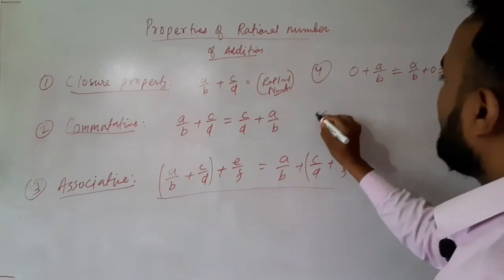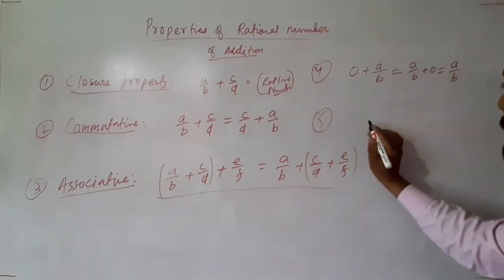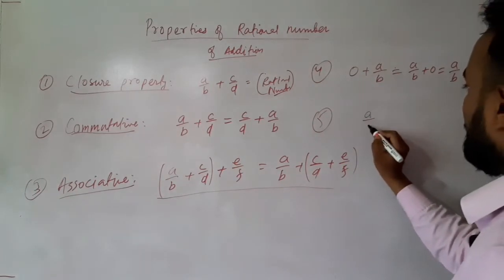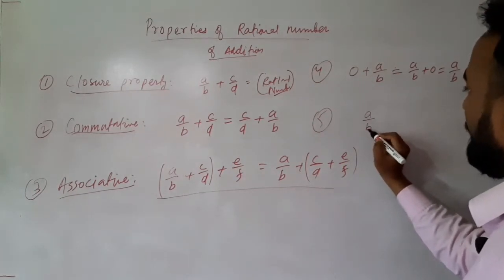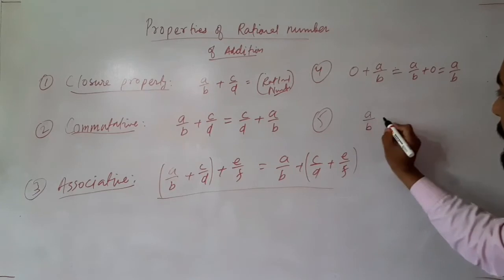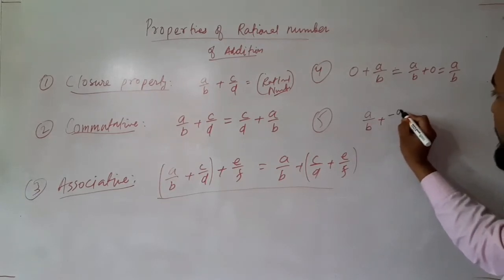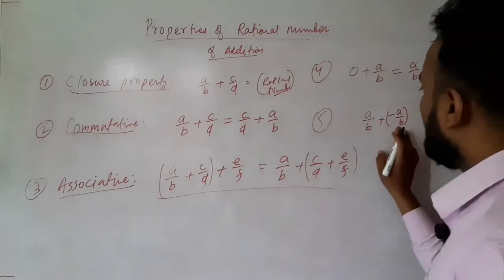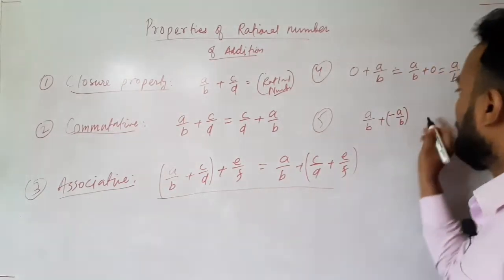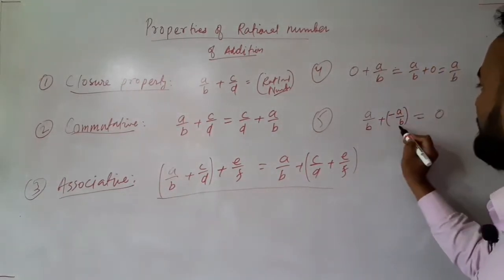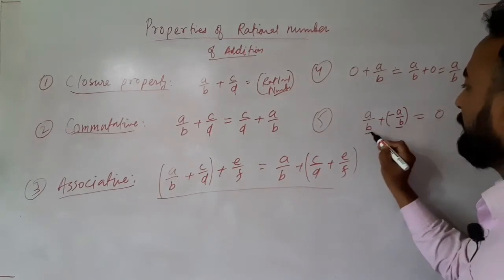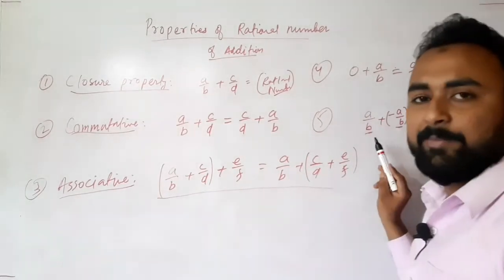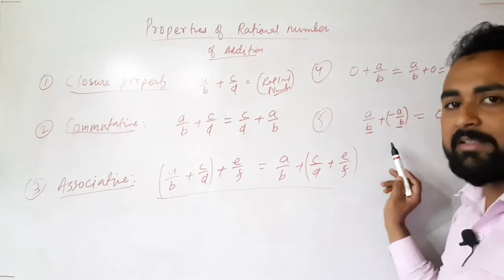Now you have additive inverse. Additive inverse means what? Suppose you add a by b, which is positive, with the negative of the same rational number. When you add a given rational number with its negative, you get 0. So minus a by b is the additive inverse of plus a by b, and plus a by b is the additive inverse of minus a by b.